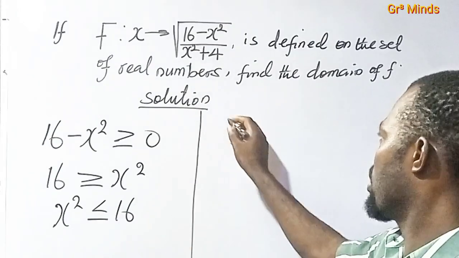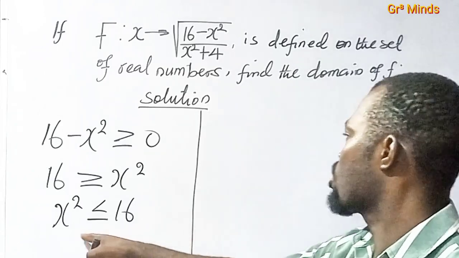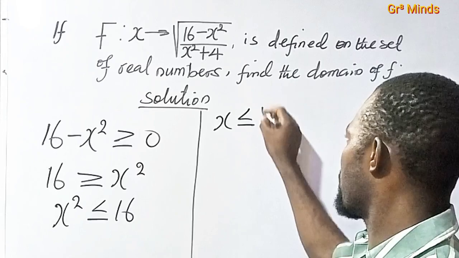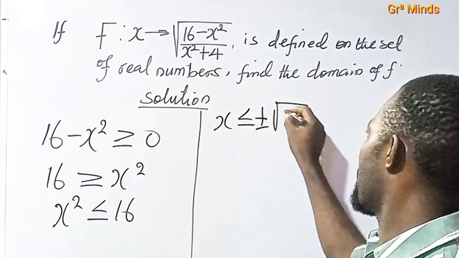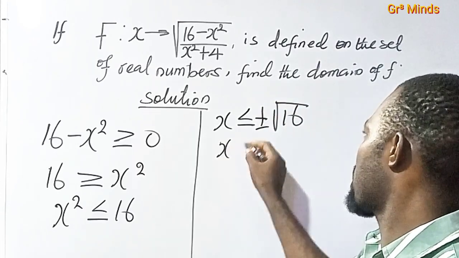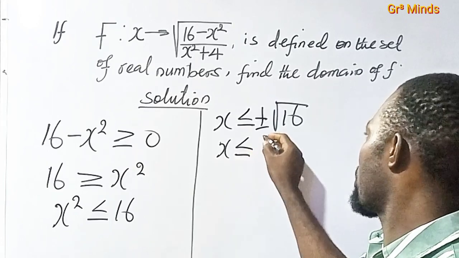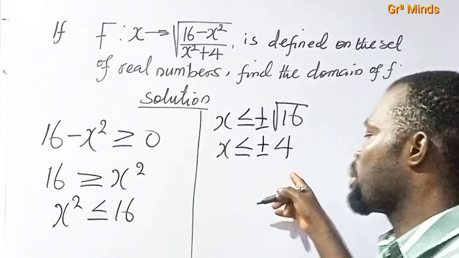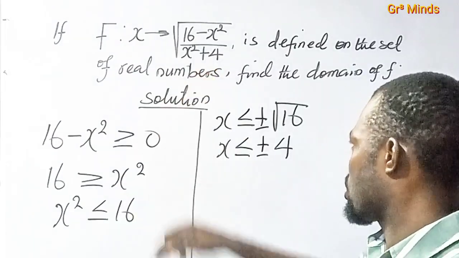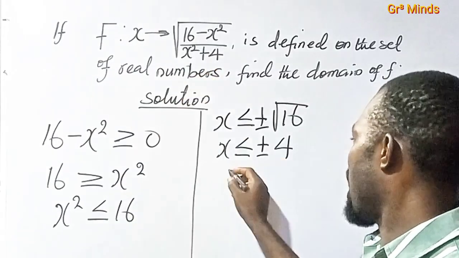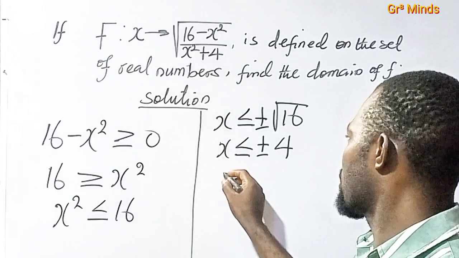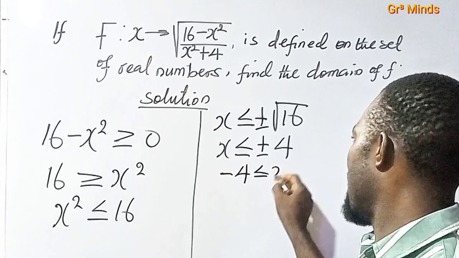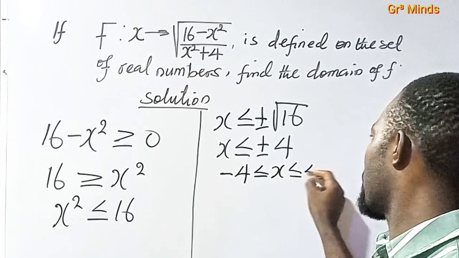Now from here, taking the square root of both sides, our x will be less than or equal to plus or minus the square root of 16. So x will be less than or equal to plus or minus 4. So this becomes the domain of this function. So we are going to have this value in this form: minus 4 is less than or equal to x, and x is less than or equal to 4.